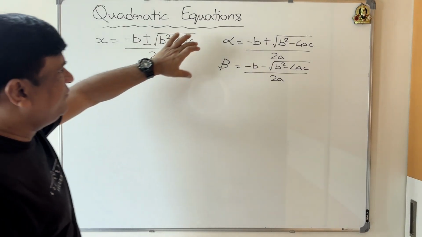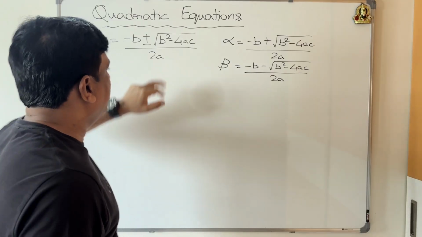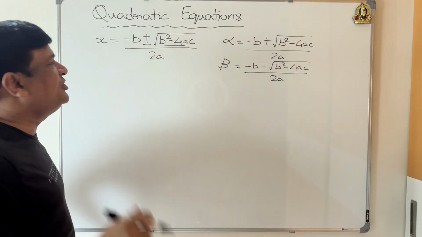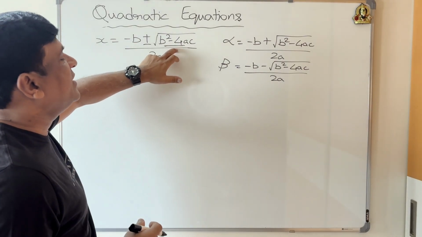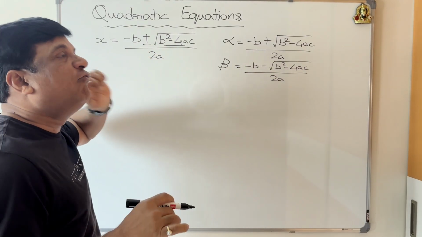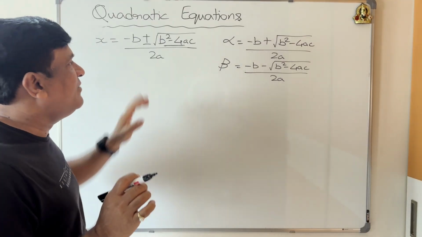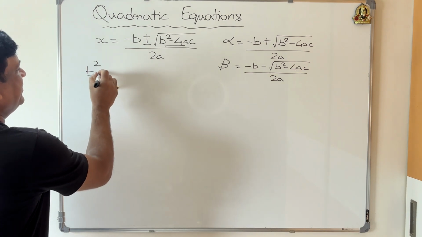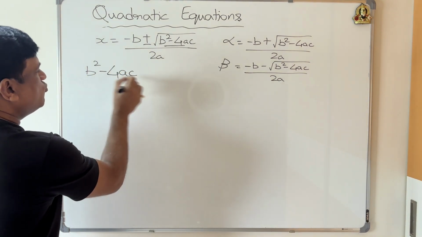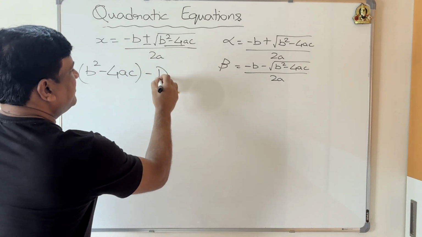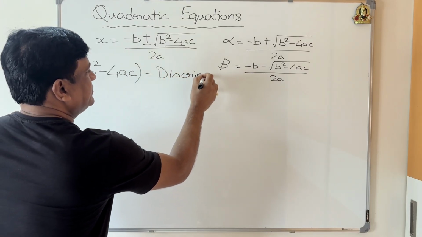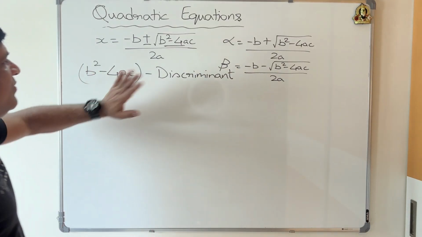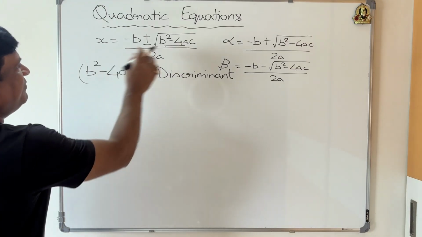Now, since we told that these are the two roots of the equation, right? The term under the root plays a crucial role. It will basically tell you what kind of roots you are going to get for a particular quadratic equation. This term is known as the discriminant, remember. Okay, now look at how I'm going to explain it.